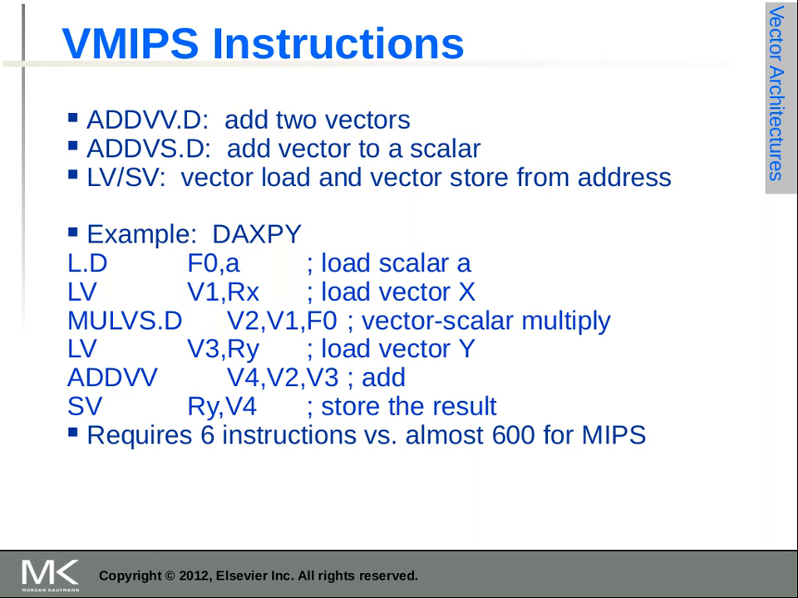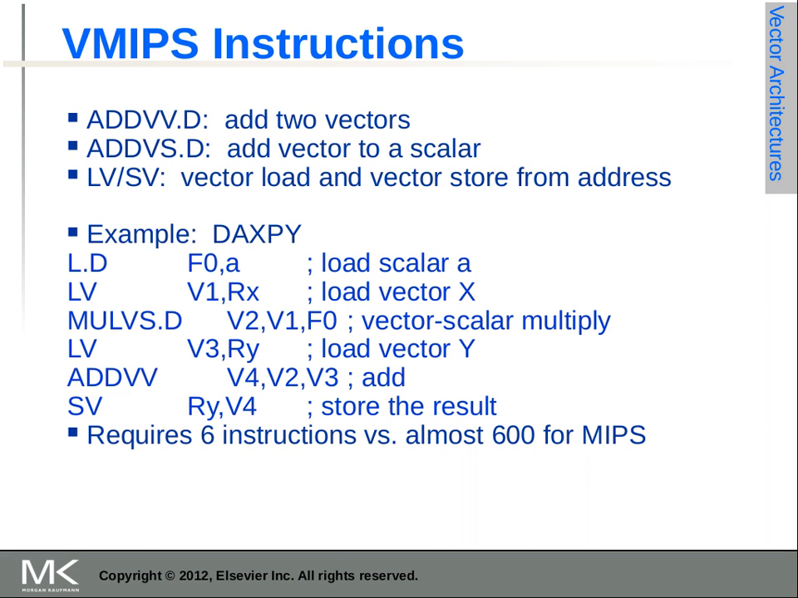All right. ADDVV adds two vectors. ADDVS adds a scalar to a vector. So here's an example. We load some value A into F0. Load the vector X into V1. Vector scalar multiply, so this would multiply F0 by everything in V1 and send it back to V2. Notice that everything in that vector was handled. Load vector Y, now you can do vector add, and it would add all the elements as well, and you can store a result back out as well.